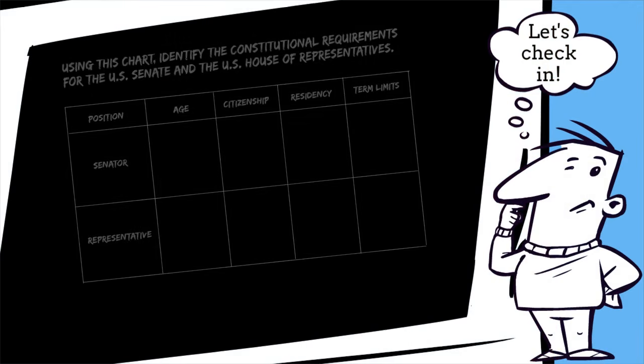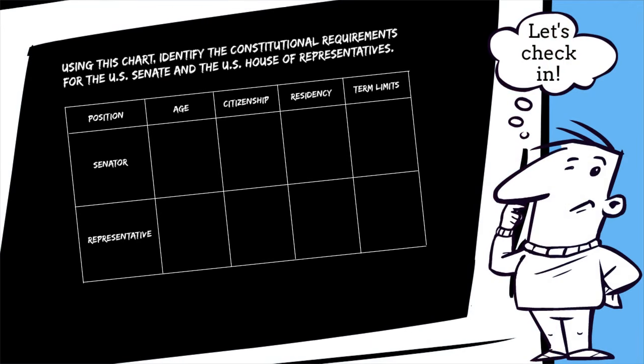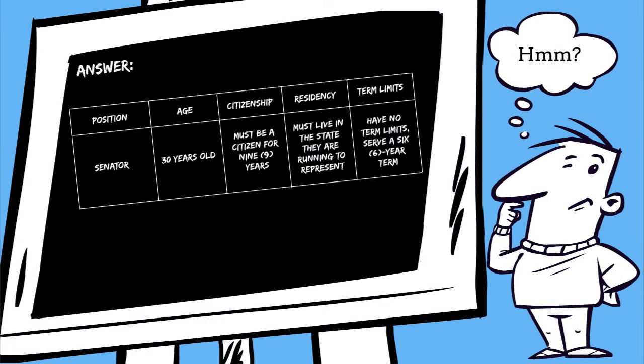Let's check in. Using this chart, identify the constitutional requirements for the U.S. Senate and the U.S. House of Representatives. Answer. A candidate running for the United States Senate must be 1. 30 years of age. 2. Must be a citizen for 9 years. 3. Must live in the state they are running to represent. And 4. They have no term limits and serve a 6-year term.